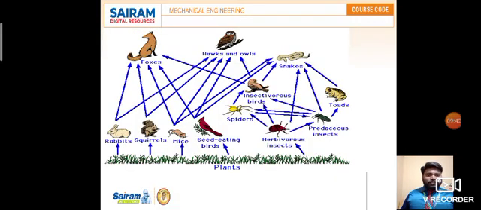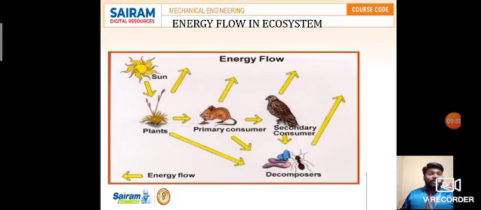Next, the other things like plants. So many things eat the plants and grass. How it forms a chain, and how it forms a web, you can clearly see in this image.